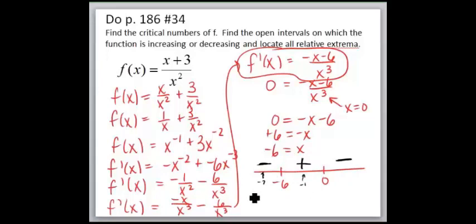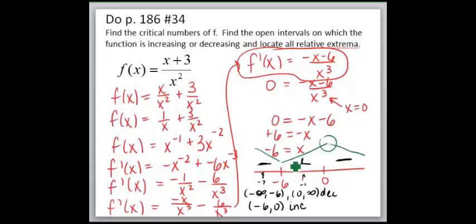So the intervals of decrease are from negative infinity to -6, and from 0 to infinity. So those are decreasing. And then our interval of increase is from -6 to 0. So this is where it's increasing. The last thing I'm going to do is mark my relative max or mins. So in this one I have decreasing, then increasing, then decreasing. So I have relative max at 0 and a relative min at -6.